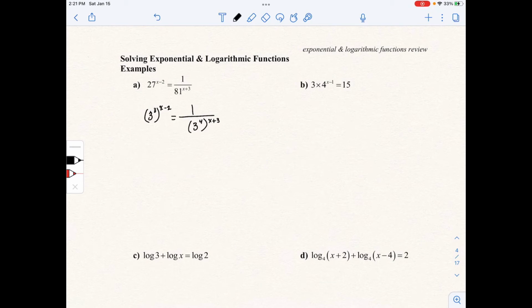And now let's expand. So we get our 3 to the power of 3x minus 6. And we could change the 1 to 3 to the 0 if we wanted. Okay, there's a couple of strategies there. So that's 3 to the power of 0, we can say, which is 3 to the power of 4x plus 12. And now this is 3 to the 3x minus 6. And then 3 to the power of negative 4x, 0 minus 4x, and 0 minus 12. That's negative 4x minus 12.